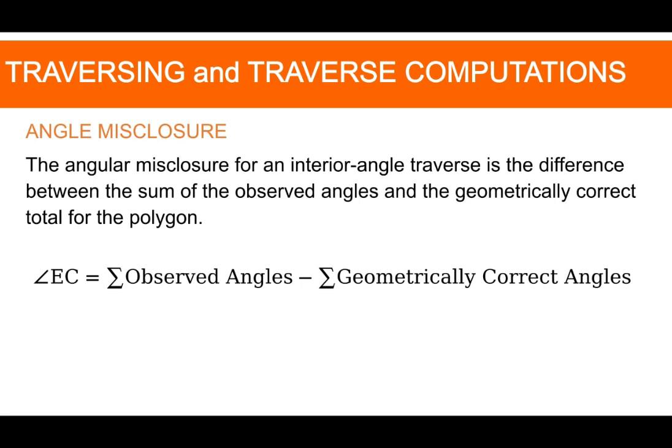Another thing that we need to know is angle misclosure. The angular misclosure for an interior angle in a traverse is the difference between the sum of the observed angles and the geometrically correct total for the polygon. From the data that you've gathered, you just have to sum all of the interior angles in the traverse. You just subtract it from the geometrically correct angles, which is, the formula for that one is n minus 2 multiplied by 180 degrees. I already discussed this in your module 4, under measurement of angles and direction. In order to solve for angle of misclosure, this is your formula.